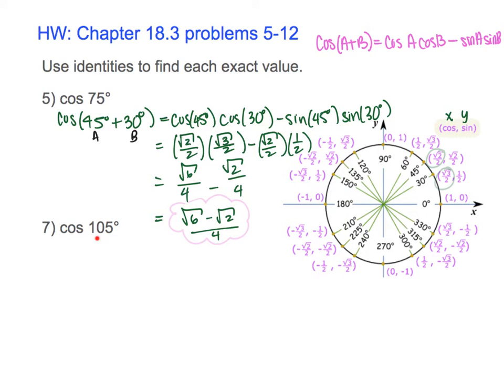So this one is cosine of 105. As you can see, 105 is not on the unit circle. It's somewhere right here. So what we have to do is pick out two angles that might add or subtract to give you 105. So if I think about it, I think 60 and 45 add to give you cosine of 105.